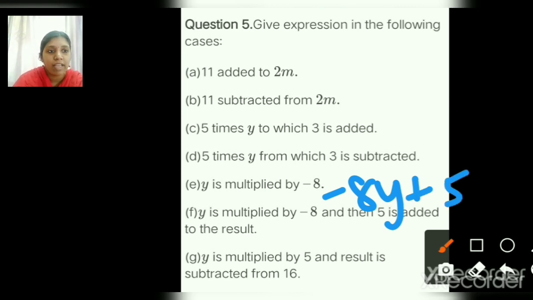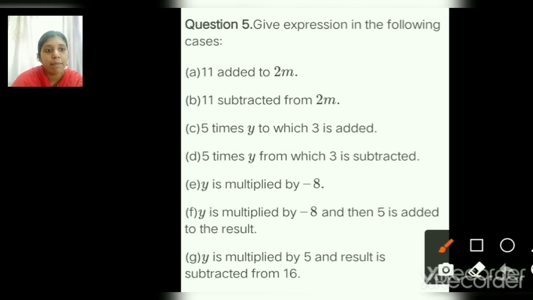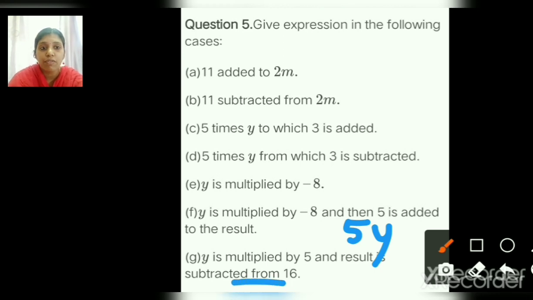Clear? Now next one. y is multiplied by 5 and the result is subtracted from 16. So y is multiplied by 5. That means 5 into y, that is 5y. And the result is subtracted from 16. So from 16 we have to subtract 5y. So it is 16 minus 5y.